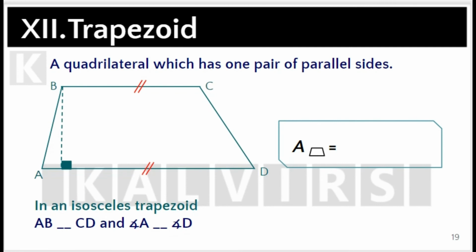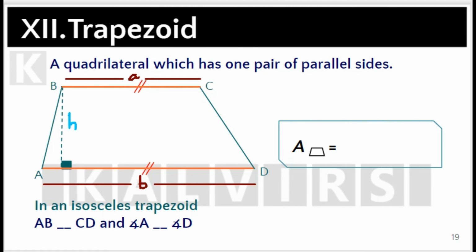A trapezoid is a quadrilateral with only one pair of parallel sides. Side BC is parallel to side AD. Now let H be the height of trapezoid ABCD. Let B be the measure of side AD, and let A be the measure of side BC. The area of a trapezoid can be calculated as height times the average of the parallel sides.